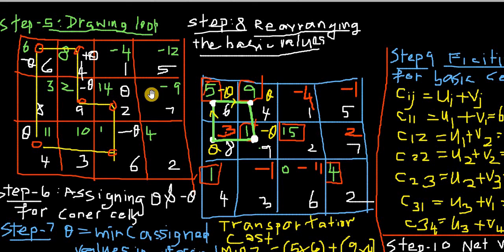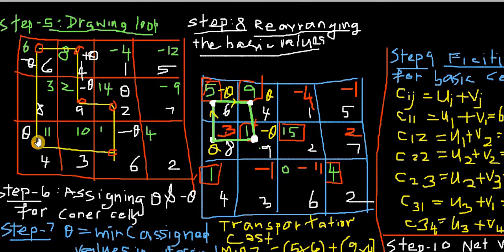Then again I'm coming over here. I cannot go further here. There's no basic cell. Here only basic cell. I have to turn back because this is a basic cell. Then where I started, there I have to end. Okay, so this is the way we can draw a loop.